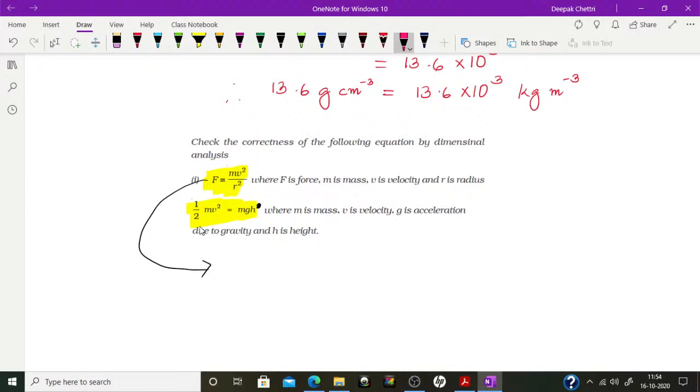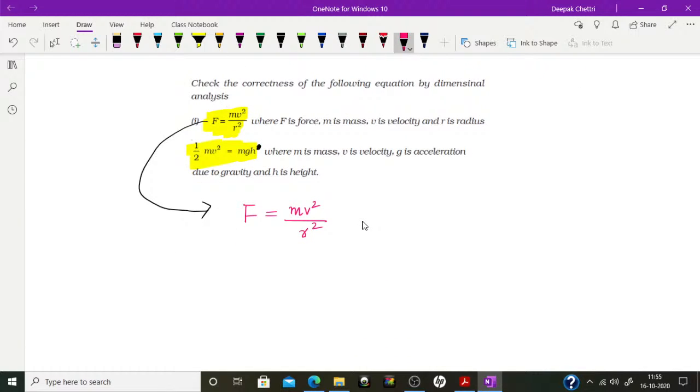Okay, so first of all, this is F equal to mv square by r square, and we have to check whether this formula is correct or not. Understand? So how will we check? First of all, we have to know what are the things mentioned here. It's written that F is force, m is mass, v is velocity, and r is the radius. So we have to find the dimensions.